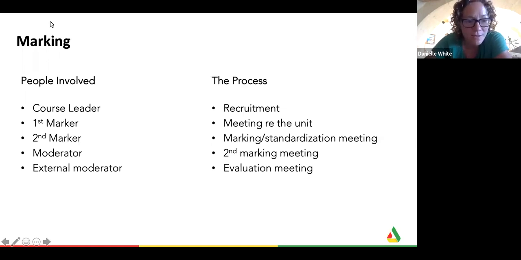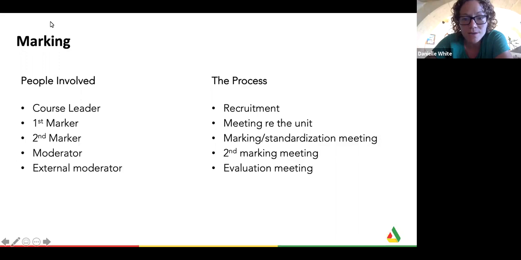The external moderator is somebody who does not exist within the university, and they come and they look across an entire programme, and it's the same idea. It's 10% from each of the units that's collected, and then they look at how that works across all of it. So those are the people who are involved in the whole marking process.